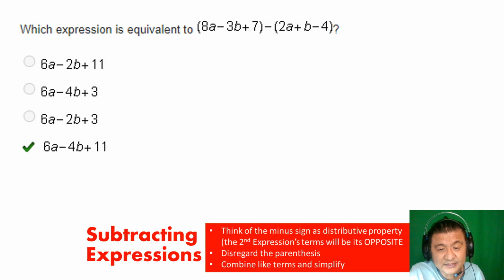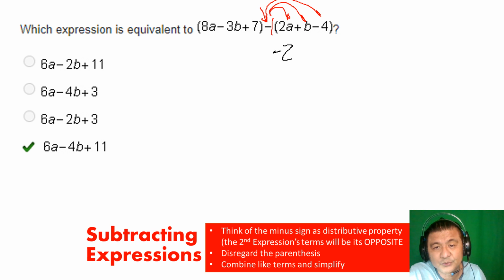Again, negative outside the parentheses. Warning, warning. That negative means negative 1 to be multiplied by each. Okay, if you multiply by negative, it becomes the opposite. So you can just think of what? You'll become a negative 2a. You'll become a negative b.